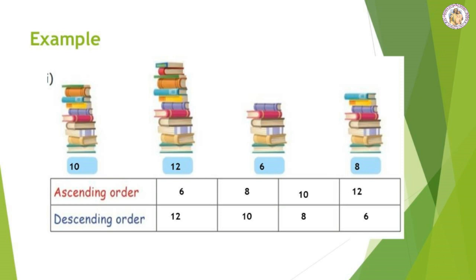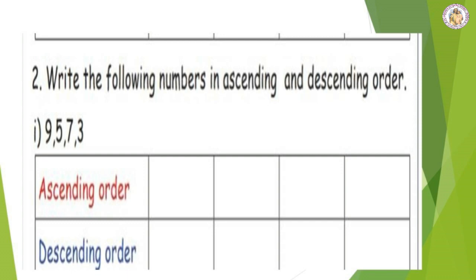Using the numbers 10, 12, 6 and 8, you have to arrange these numbers in ascending order first, next descending order. Now we will arrange in ascending order. So ascending order means smallest to biggest. Among these numbers, which one is the smallest number? Yes, 6, and next to 6 is 8, 10, 12. Now we will form a descending order. Biggest number to smallest number. 12, 10, 8 and 6. First we arranged the things. We counted the things and using that number we have arranged them in ascending and descending order.